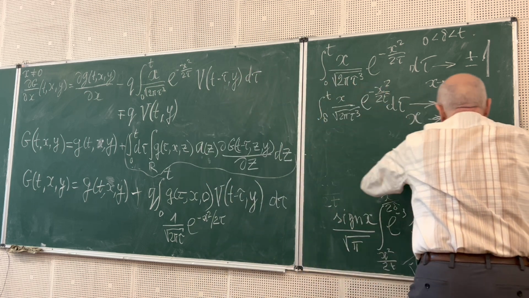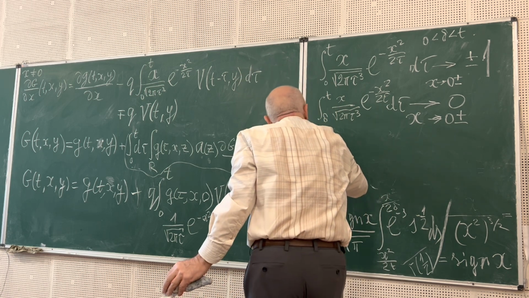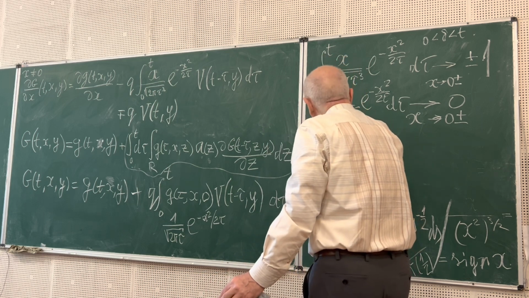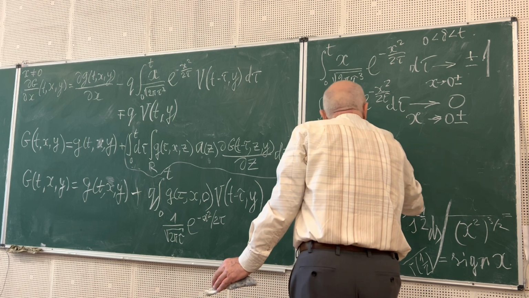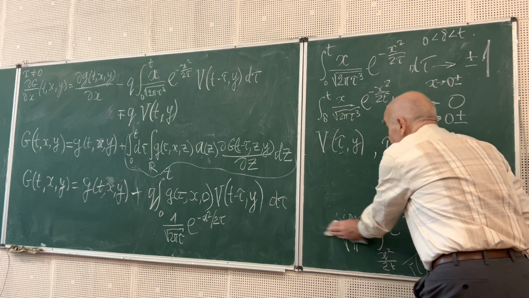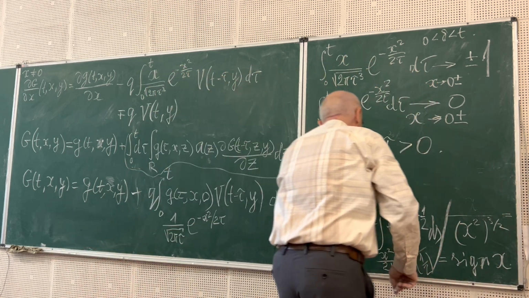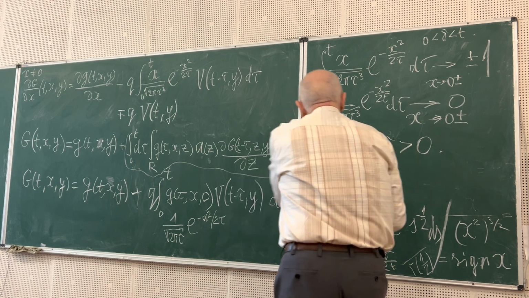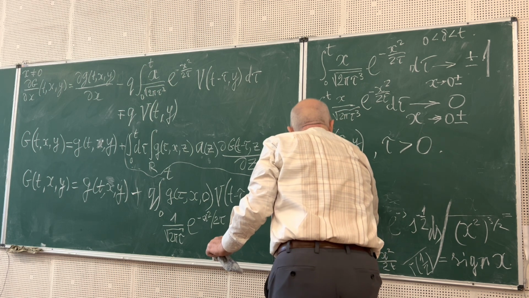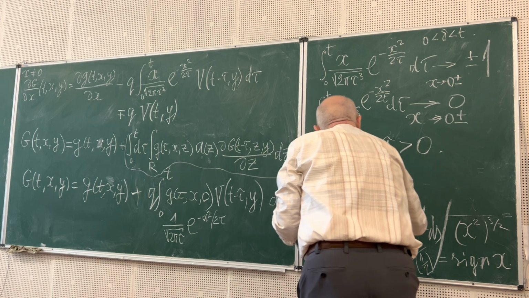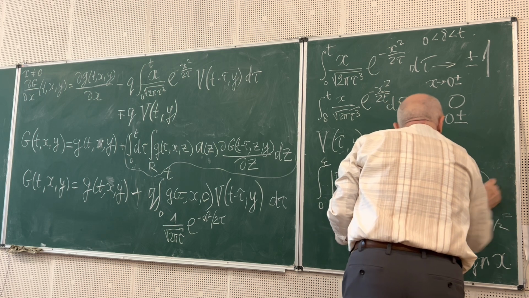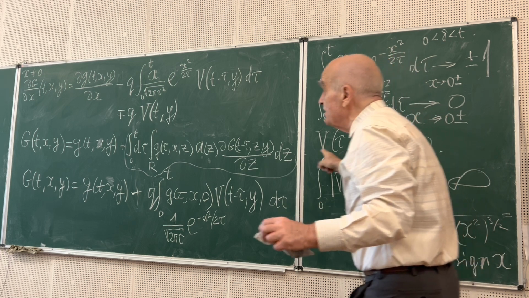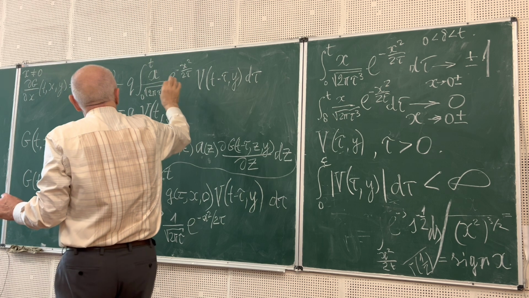Let us formulate: the function v must be such that v of tau, y is a parameter. So as a function of tau, it must be continuous for all tau positive. T is fixed here and positive. And it must be integrable at the point 0, for some epsilon. If it is integrable and continuous, we have this formula.